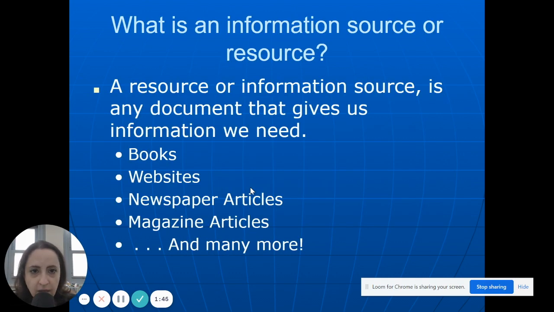So first, let's look at what an information source or resource is. You'll hear those two terms used interchangeably, source or resource. So it's basically any document that gives us the information that you need for an assignment. It could be books, could be websites, newspaper or magazine articles. If you watch a documentary about a topic to get information, if you find pictures on the internet, if you interview somebody, all of these are sources of information that you would use.